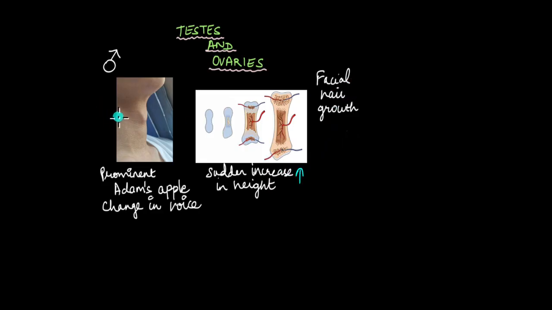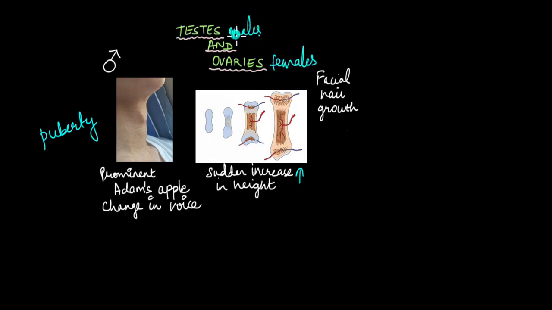All these changes that occur in your body around this age, like the prominence of your Adam's apple or a change in voice in males, is due to the onset of puberty. And it all happens because of specific hormones secreted by structures like the testes in males and ovaries in females.